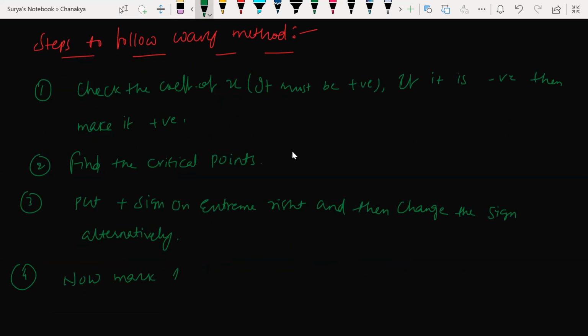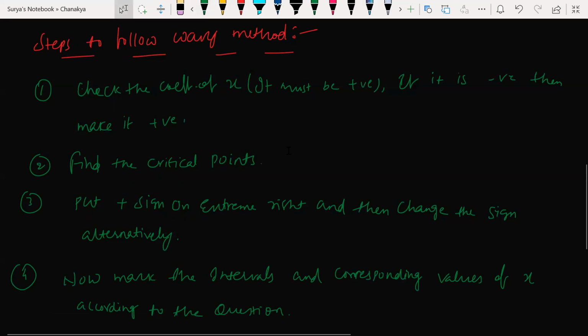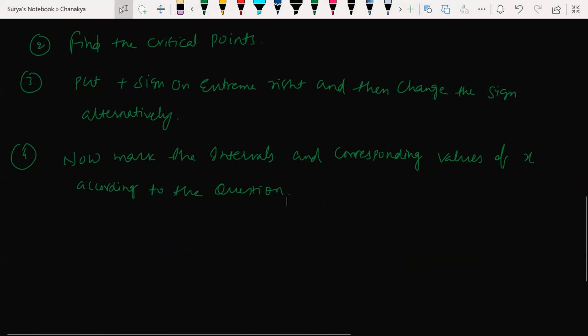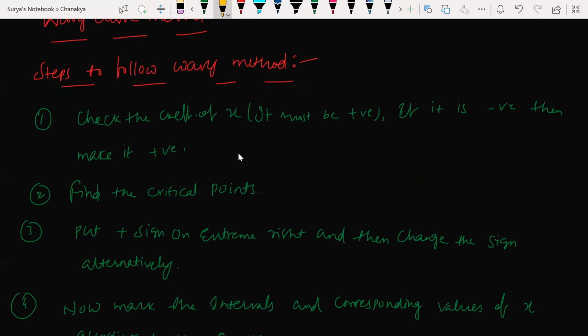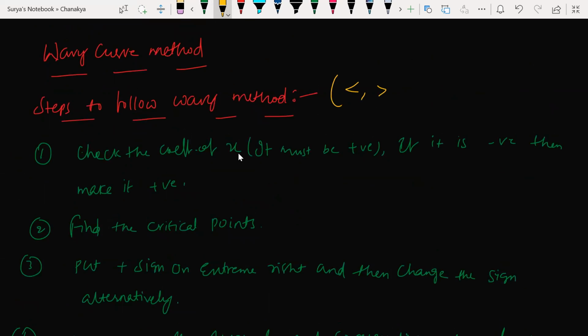Now mark the intervals and the corresponding values of x according to the question. These four points are very important. Let me tell you one by one how important this WeXL method is to solve basic inequalities. Okay guys, this method we can use for all types of inequalities, whether less than, greater than, less than or equal to, greater than or equal to. For all inequalities, the same process we need to follow.